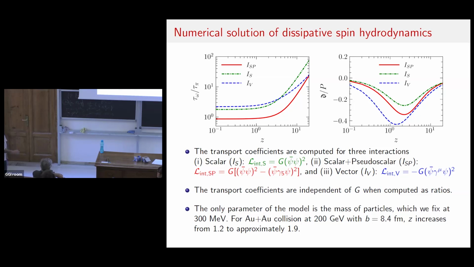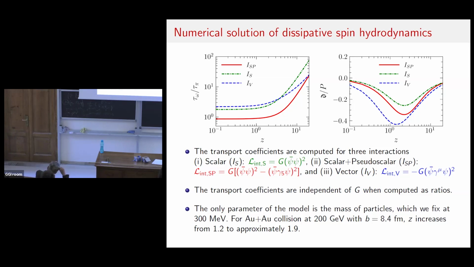Okay. So we have now these three interactions, and please remember this color code because this will be used later. This red will stand for scalar and pseudoscalar contribution. The green one is just scalar, and this is the vector contribution.